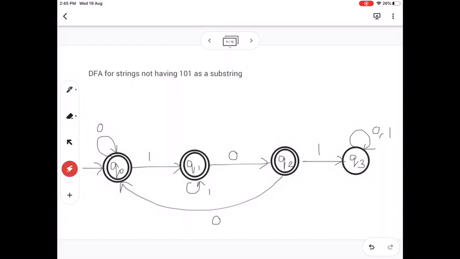So once you get 1, 0, 1, it will go to such a state that there is no outgoing arrow from this state. You just have this arrow: whatever you get, you remain in the same state, that is Q3. This could also be called the rejection state. Whatever input you are getting, you are remaining in the same state, there is no outgoing arrow towards the final state. So once you get 1, 0, 1, you go to the rejection state. For all other inputs, it remains in the final state.